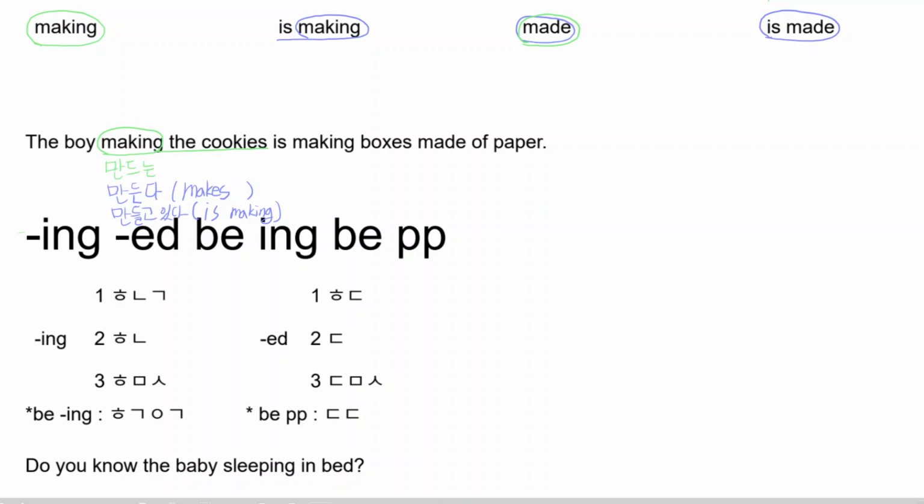Okay, let's move on. And we have now is making, right? Is making is a finite verb. Didn't end here, it goes all the way over here, right? Is making boxes. What does it mean? Is making means 만들고 있다. boxes를.